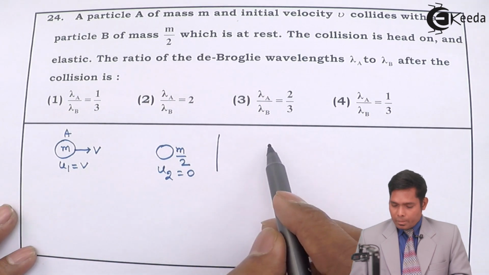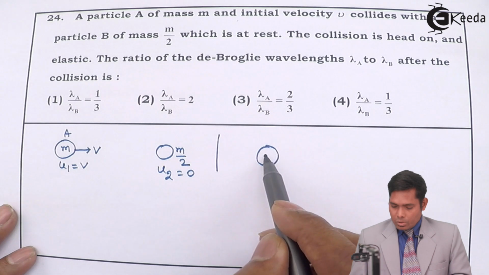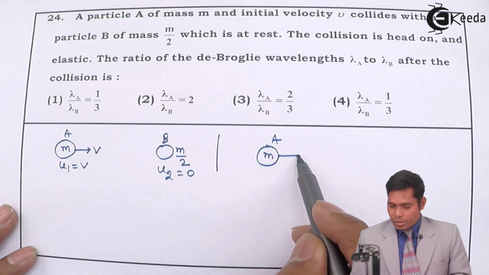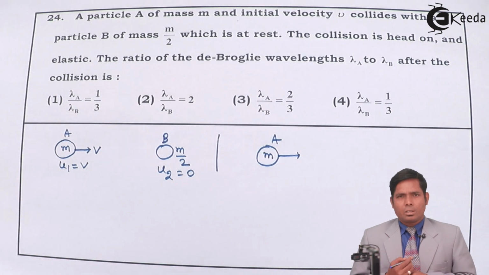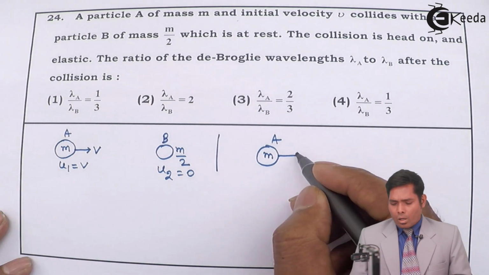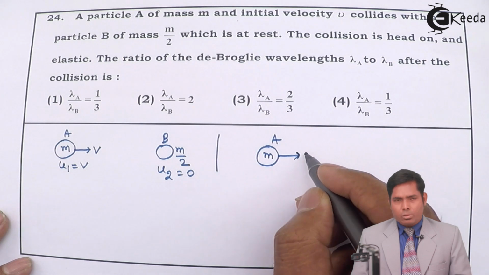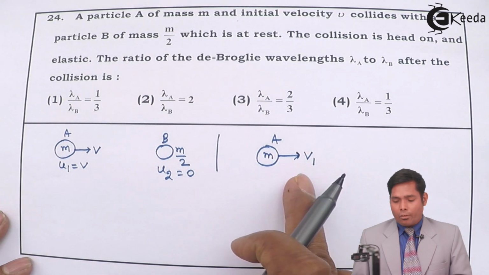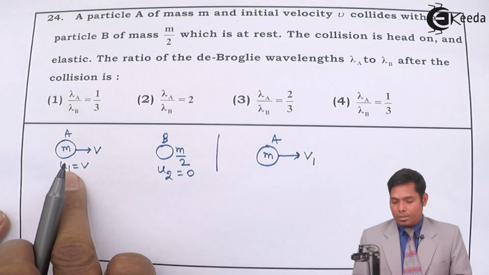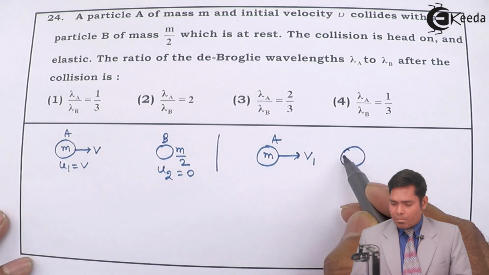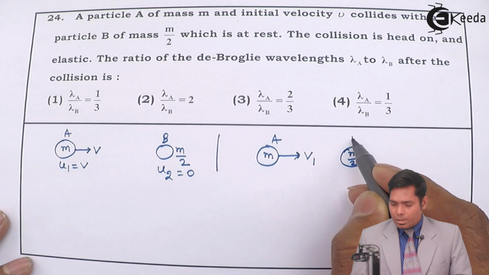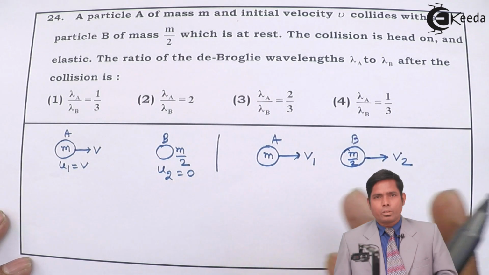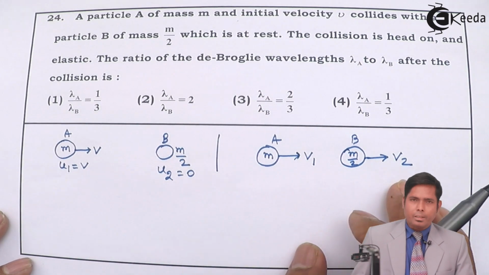Now I'll draw another picture after collision. So this is the mass m, the object A, and this is the object B. After collision the velocity will change, and how much that velocity will change, we don't know. Suppose it is v1, the velocity after collision of the first object. For the second object, of mass m by 2, suppose its velocity becomes v2, as it starts moving from rest. Now it is v1 and v2.